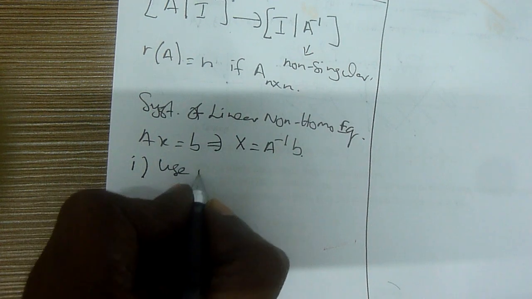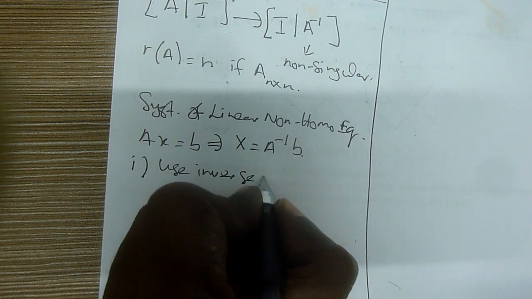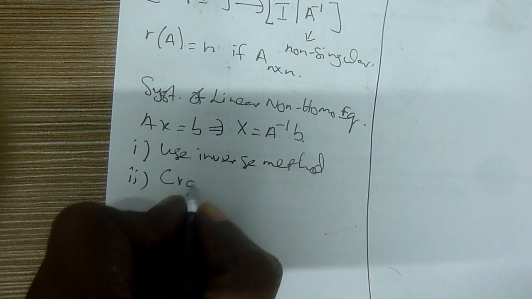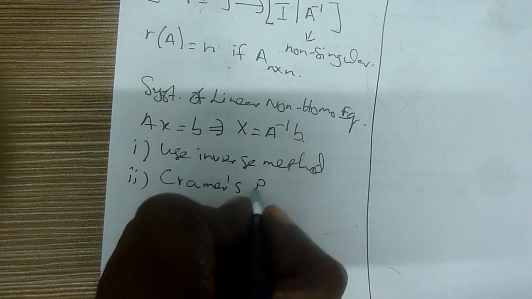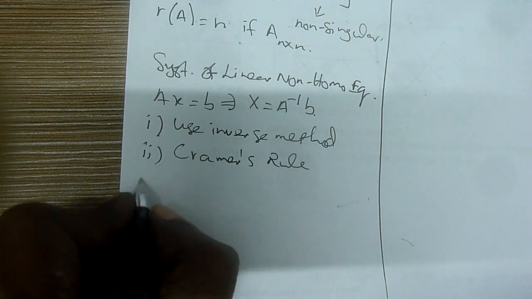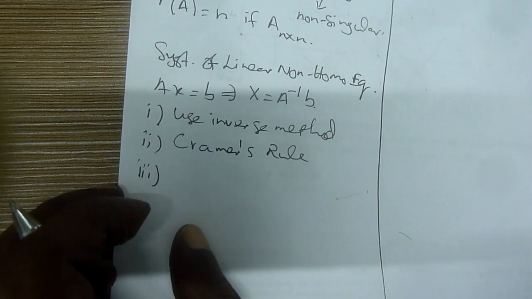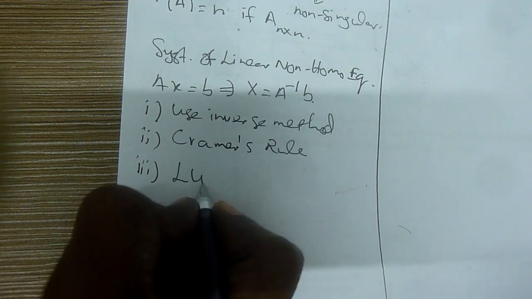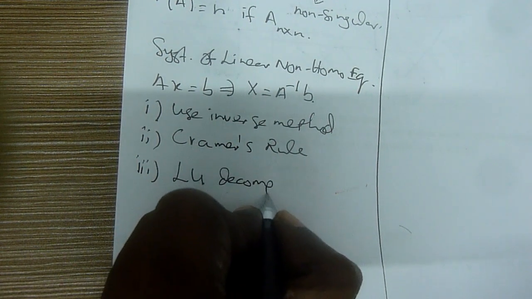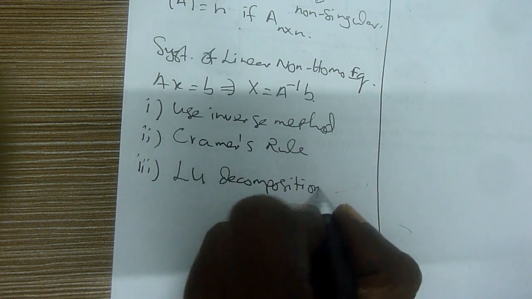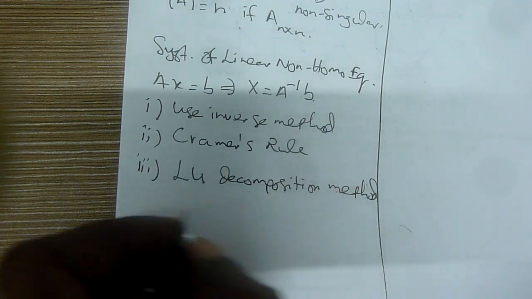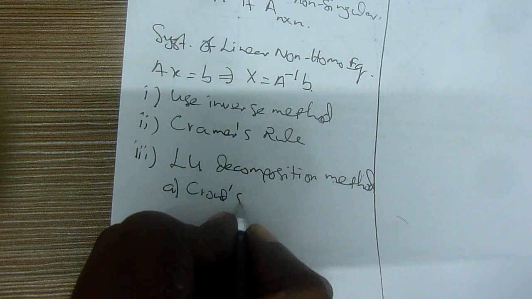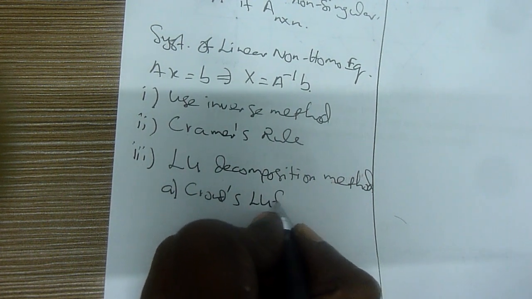We use the inverse method. We use Cramer's method. There might be a lot of others, but I am not going to focus so much on many other systems. The next one that we're going to learn is the LU decomposition method. Then this is A. There are 2 types. One we call Crout's method, LU method, factorization.